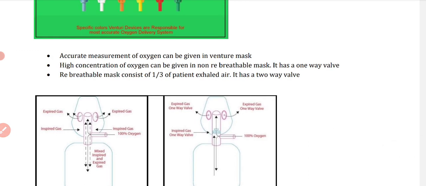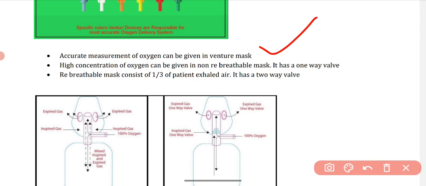What are the other golden points? Accurate measurement of oxygen can be given in the Venturi mask. And high concentration of oxygen, in the sense of 95 to 100% oxygen, can be delivered to the patient using only a non-rebreathable mask. See, there are different types of mask like facial mask, partial rebreathable mask, nasal cannula.